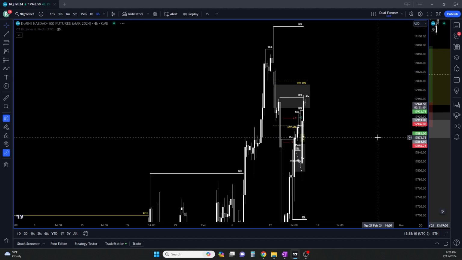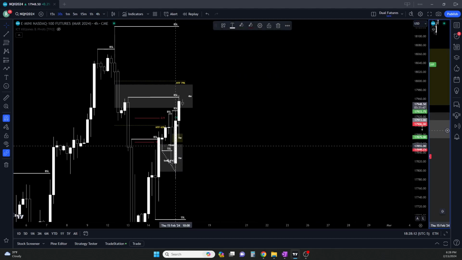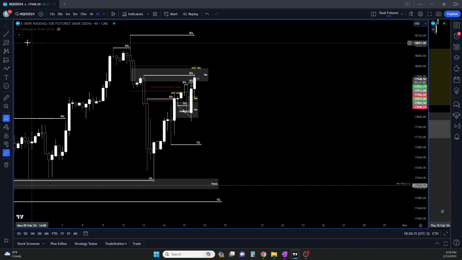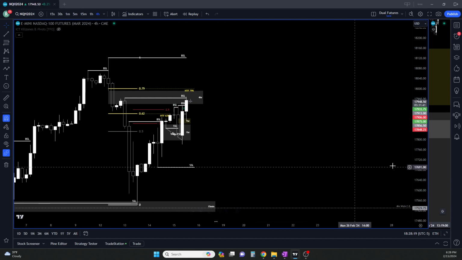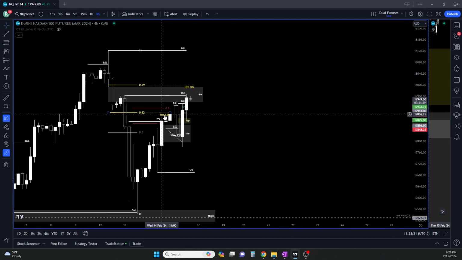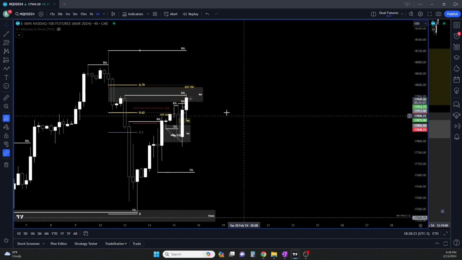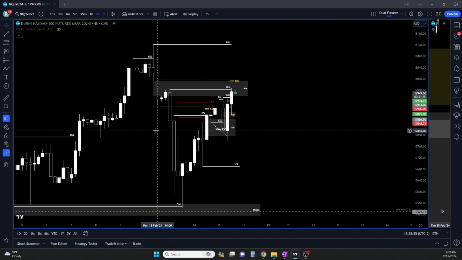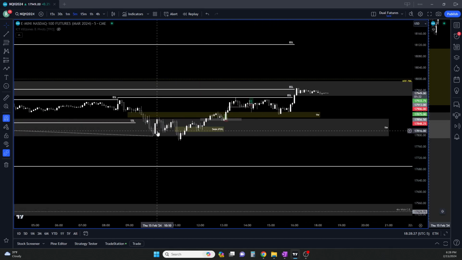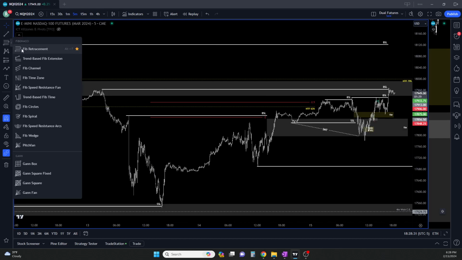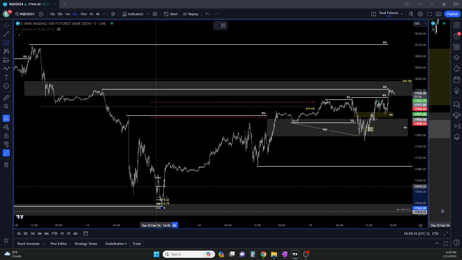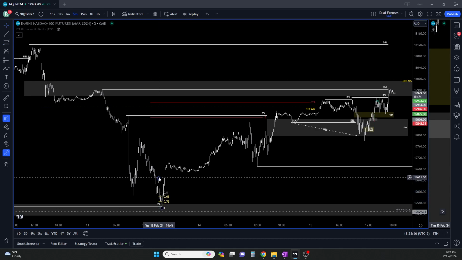zooming out a little bit, let's look at the 4 hour. Taking the fib, this is what I have drawn out here, the higher time frame OTE with those two yellow lines, and then those two red lines is the standard deviation projection of this original manipulation move.